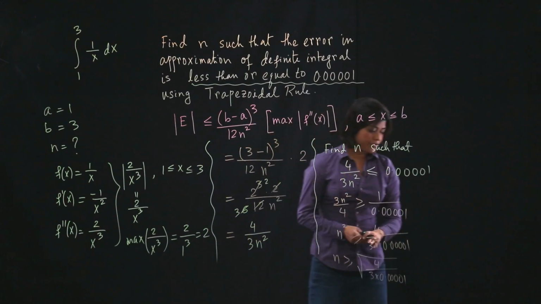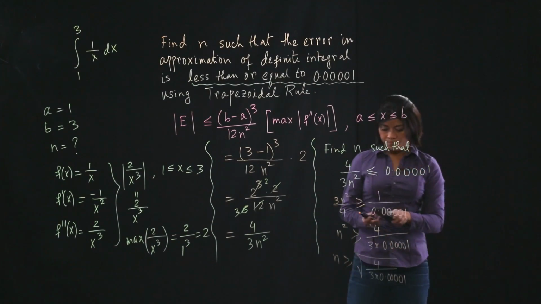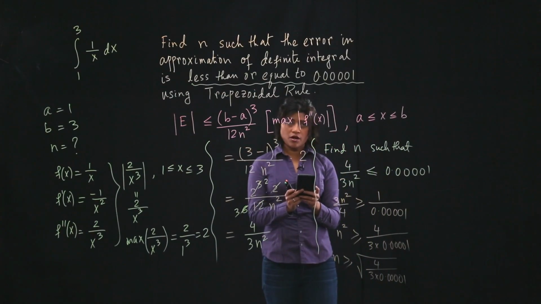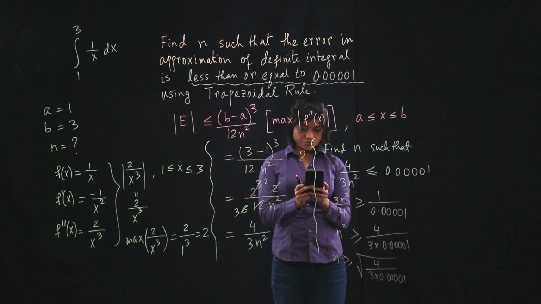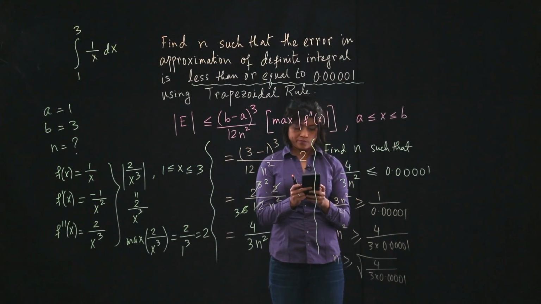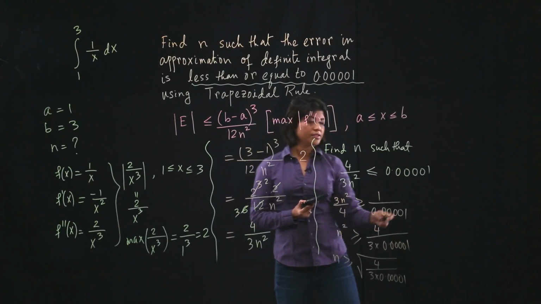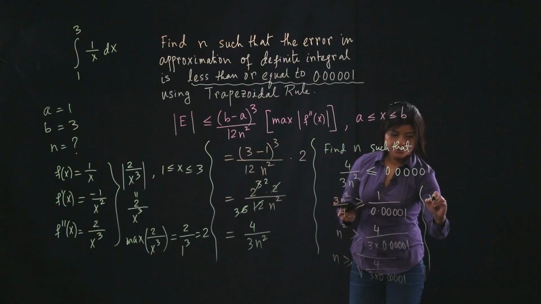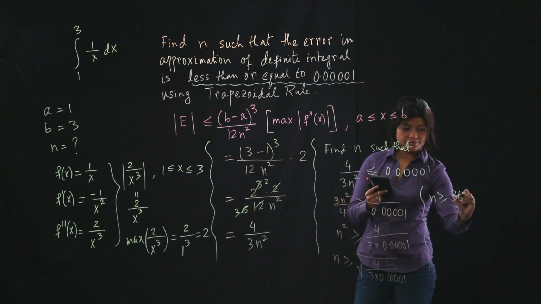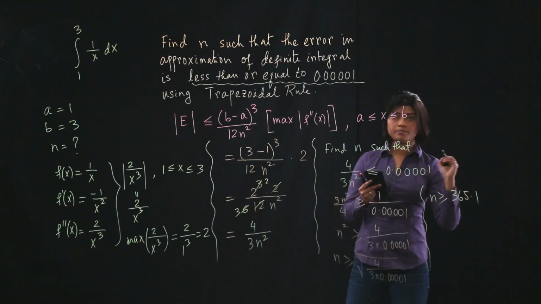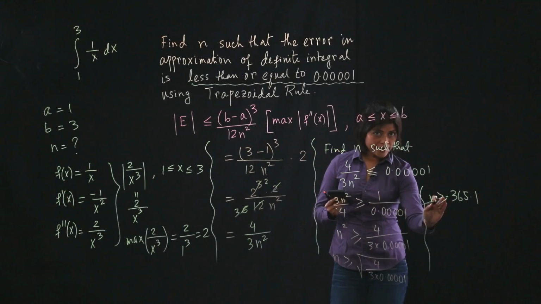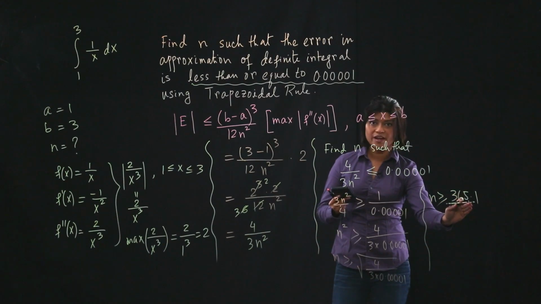Okay, let's use a graphing utility to figure out what the number is on the right-hand side. So the square root of 4 divided by 3 times 0.00001 tells you that n should be greater than or equal to, this is almost equal to 365.1. All right, so remember n has to be greater than or equal to 365.1.